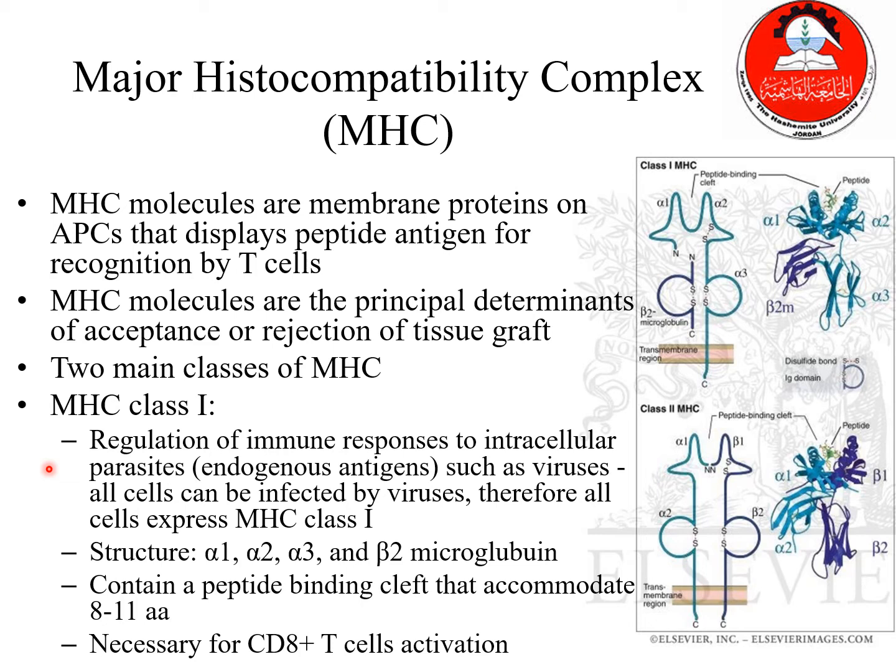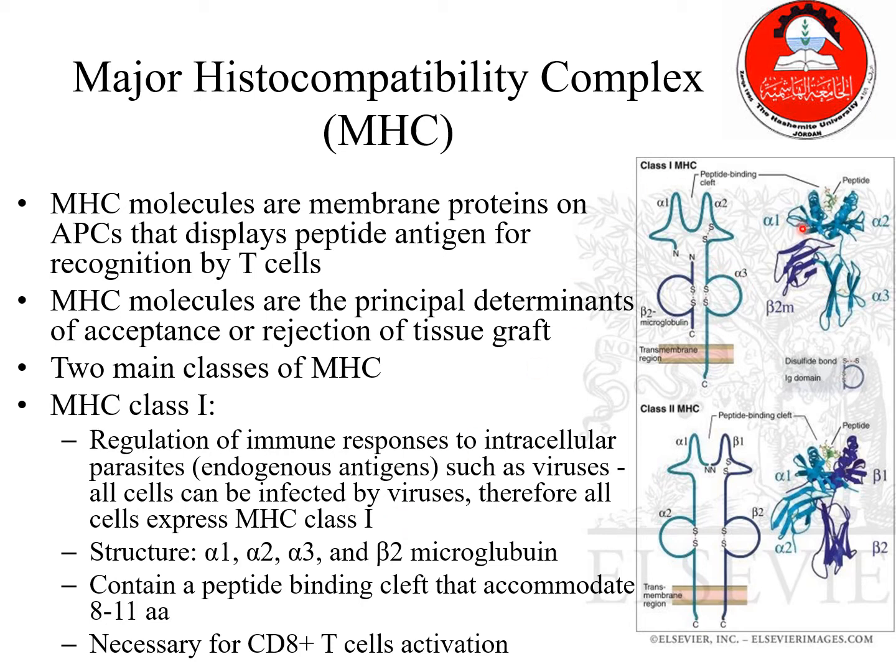The MHC class 2 is expressed on antigen presenting cells. Therefore all cells have MHC class 1, while MHC class 2 is present on specialized cells, which are the antigen presenting cells.